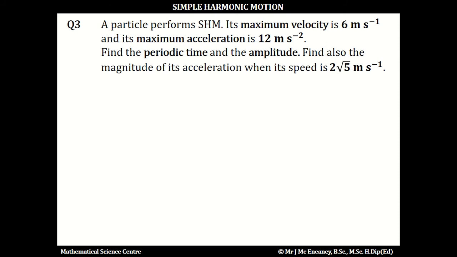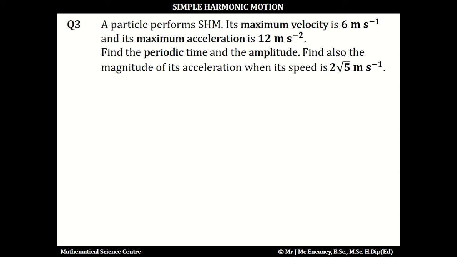Question 3. A particle performs simple harmonic motion. Its maximum velocity is 6 meters per second and its maximum acceleration is 12 meters per second squared. Find the periodic time and the amplitude, and we also want to find the magnitude of the acceleration when the speed is 2 root 5.